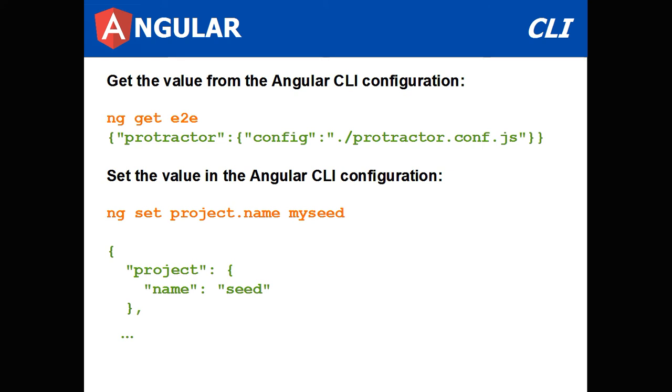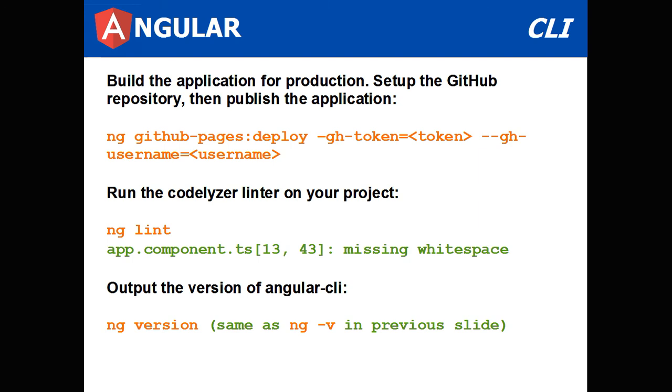With Angular CLI, you could also do a get, and basically that'll go into the Angular CLI configuration, which will display a name value. So if you do an ng get e2e, end-to-end, it'll show you that it's using Protractor for the end-to-end test, and it'll point to the configuration file. If you do get project.name, you'll see that it's returning a project JSON object which has a name and a seed. And you could also set those values as well.